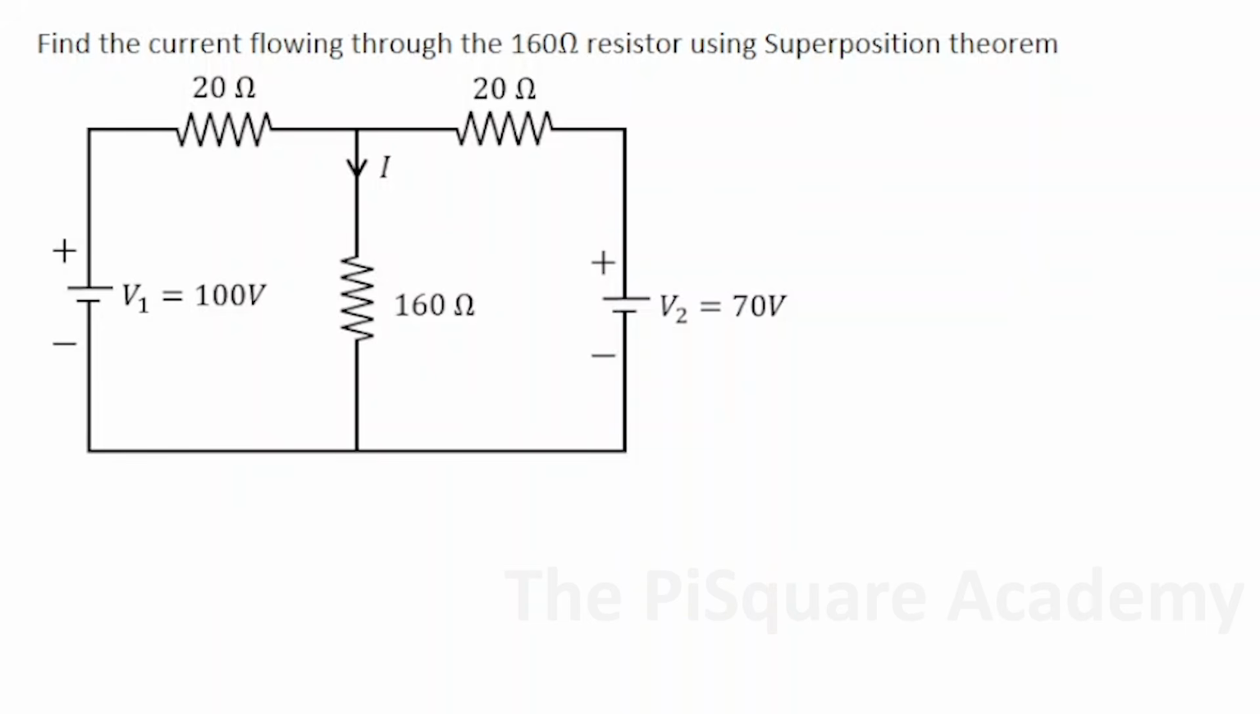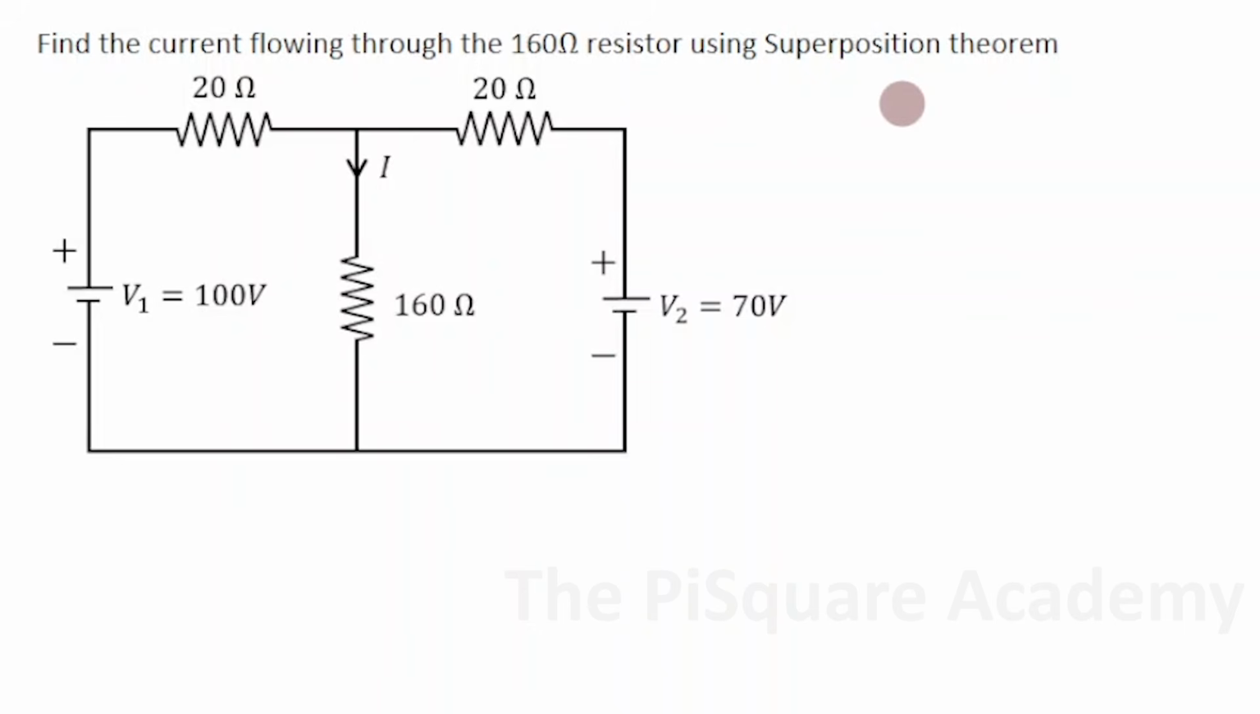Let us solve this question. It says, find the current flowing through this 160 ohm resistor using the superposition theorem. Of course, there are different methods, but you have to use the superposition theorem to solve this question because it is asked in the question.